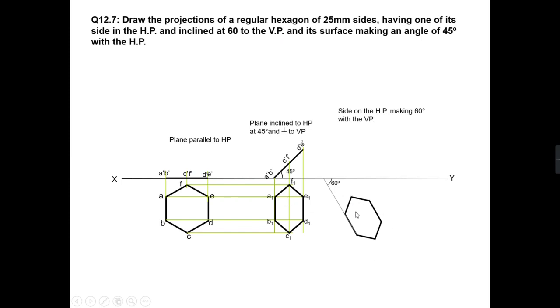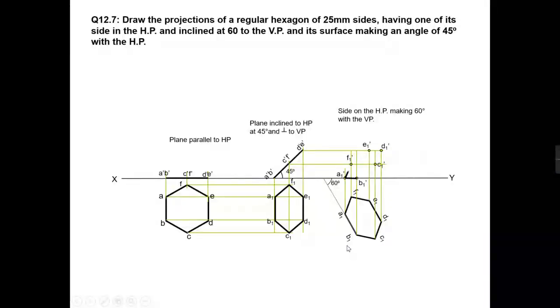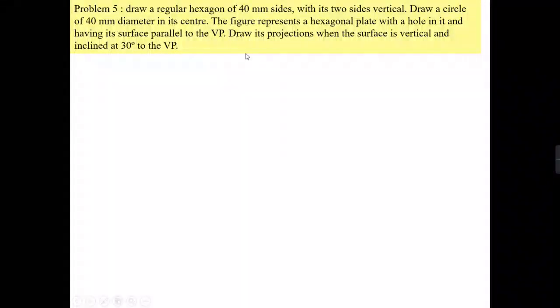So after drawing this figure here, I will draw the vertical lines from the top view and horizontal lines from the front view. Then I will get all these points to get the front view of the hexagon. So this is how you will add all the points, and I will join all these points like this, and you can see your one side A dash B dash is on the HP as asked in the question.